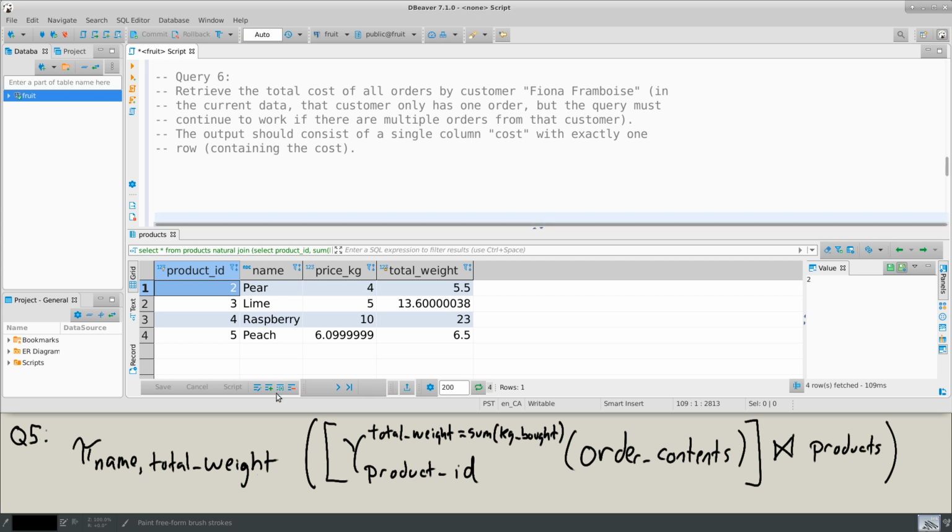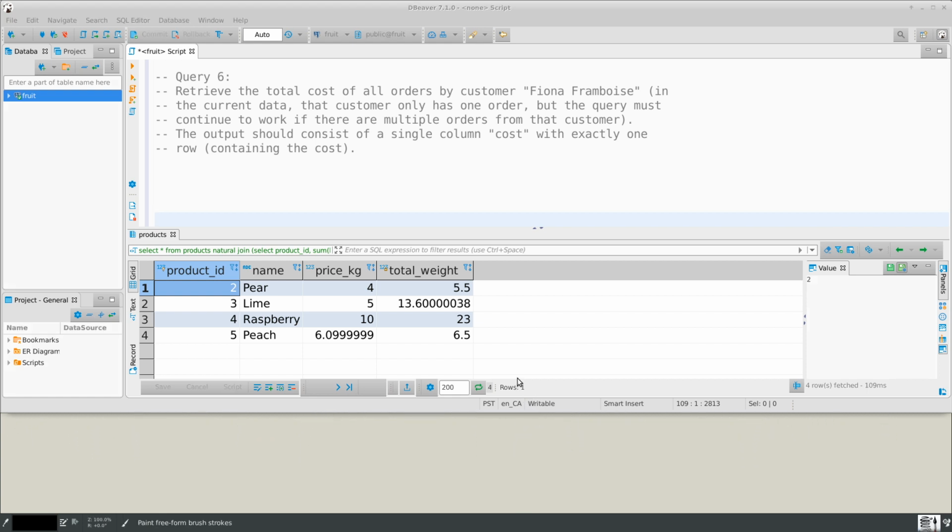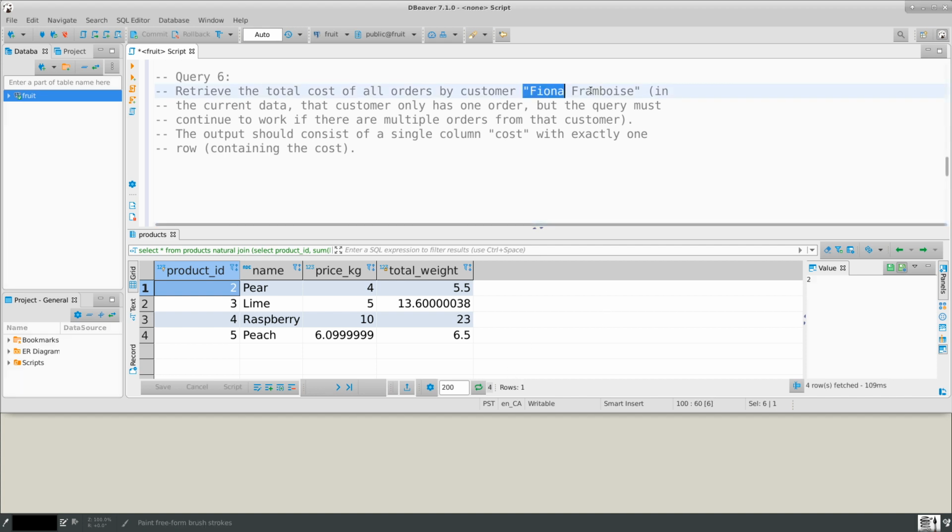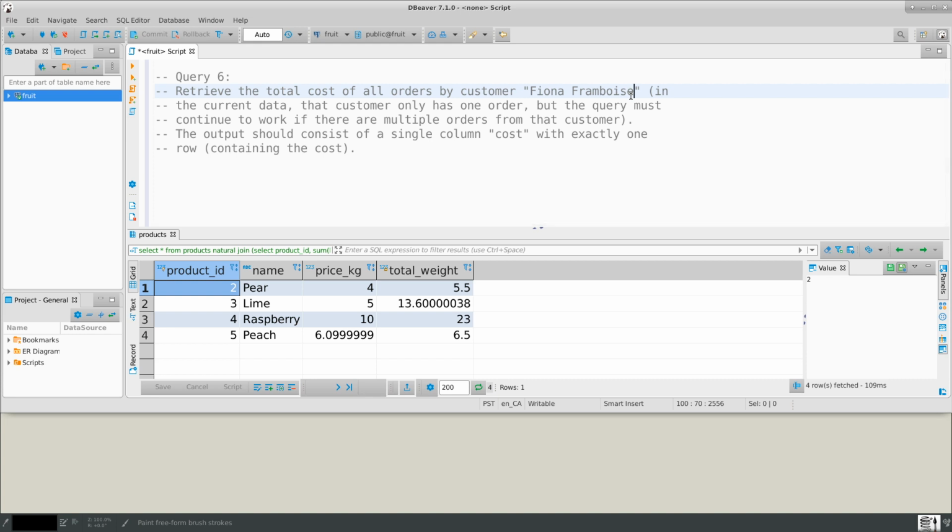Okay, retrieve the total cost overall of all orders by this customer. What this is saying is we need to find all of the orders that have this customer name attached to them and add up their complete total cost. What's interesting is there are two schools of thought. Depending on how your brain works, you have two ways of thinking about this. One way is to say, okay, the database doesn't even tell me the total cost of each order.